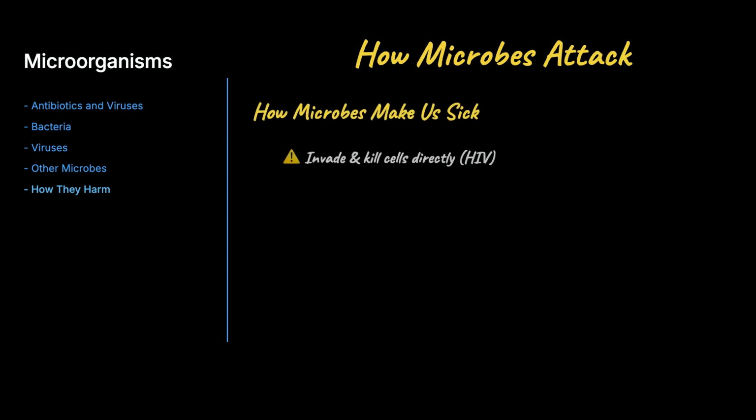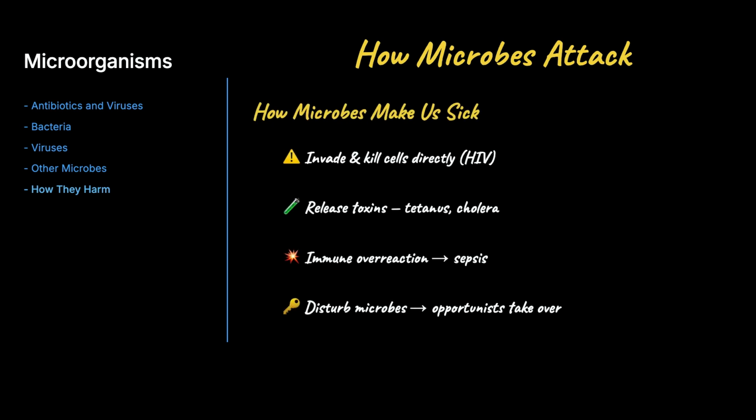So how do these microbes actually make us sick? A few ways. Some invade and kill cells directly, the way HIV destroys immune cells. Many bacteria release toxins, poisons that damage tissue, like those behind tetanus and cholera. Sometimes our own immune overreaction does the harm, as in life-threatening sepsis. And disturbing helpful microbes lets opportunists take over.